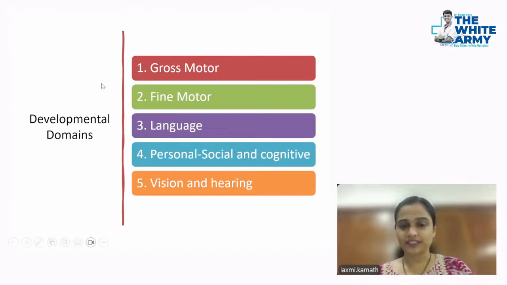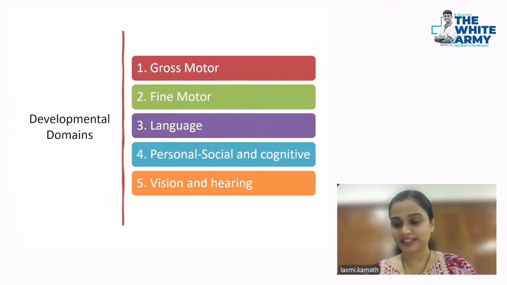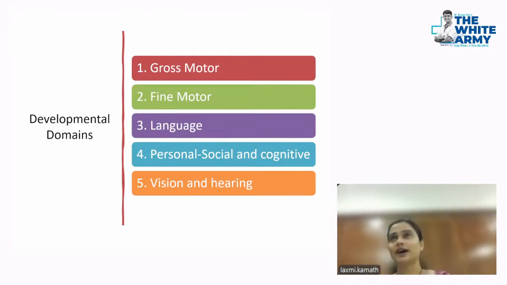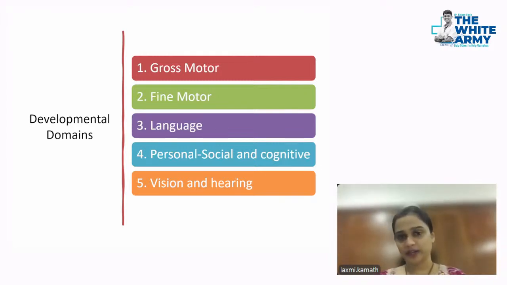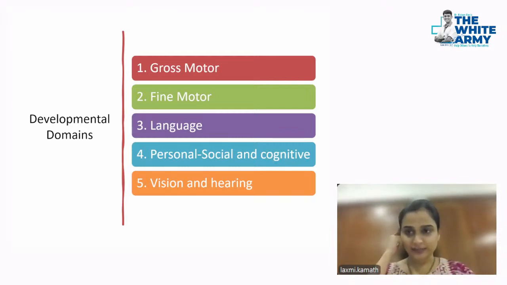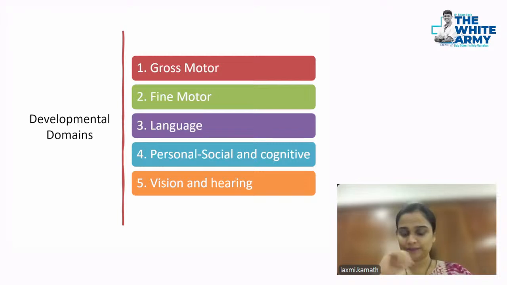Okay, so we'll proceed further with the next part of the lecture, that is developmental domains. To assess that development is adequate, we have divided developmental domains into 5 major domains. The first one is gross motor, the second is fine motor, then language milestones, then personal and social and cognitive clubbed together, which is simply remembered as the social domain. The fifth one is vision and hearing. So these are the 5 domains, and we will go through the development of the baby through all these 5 domains.